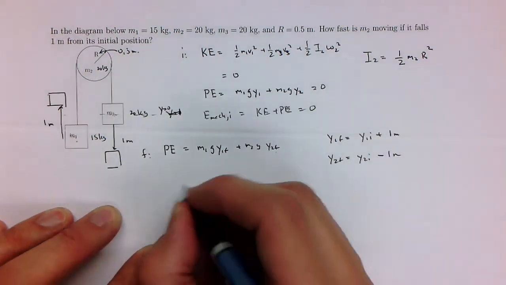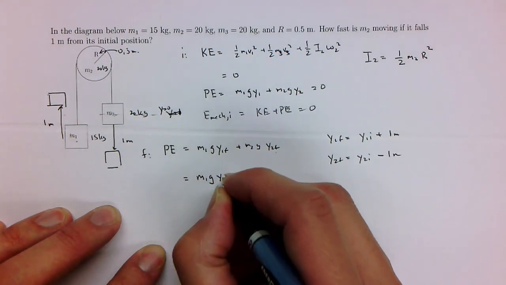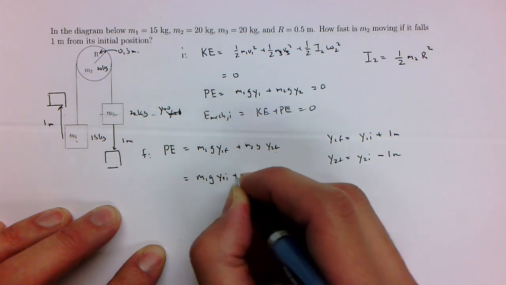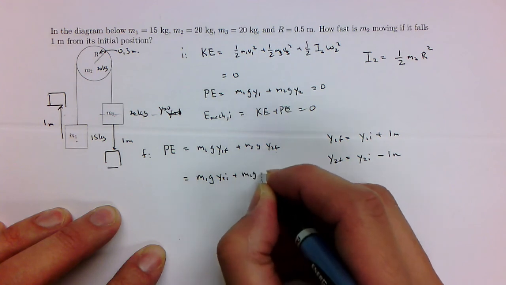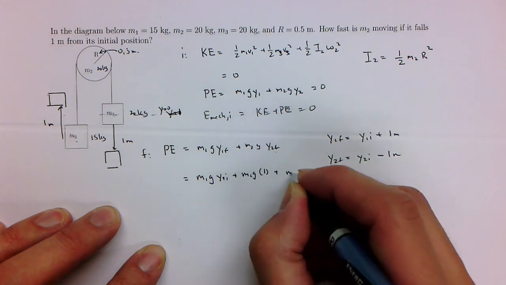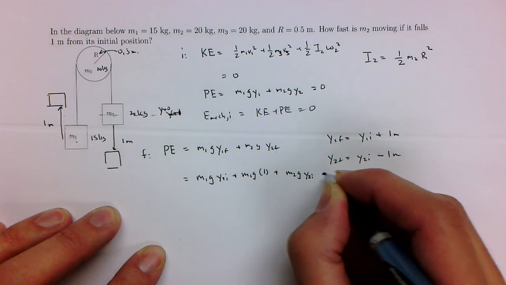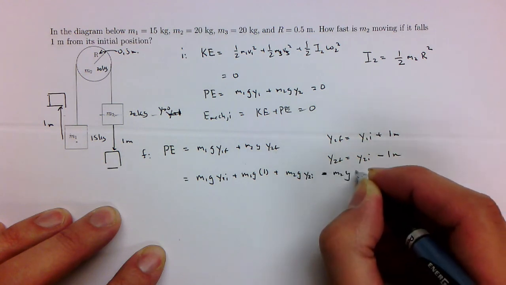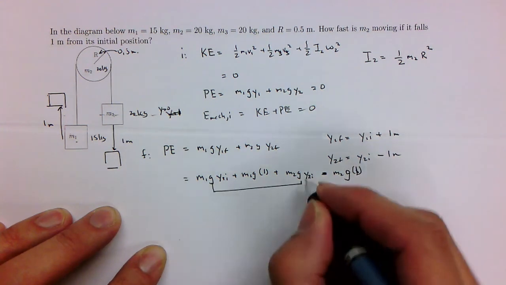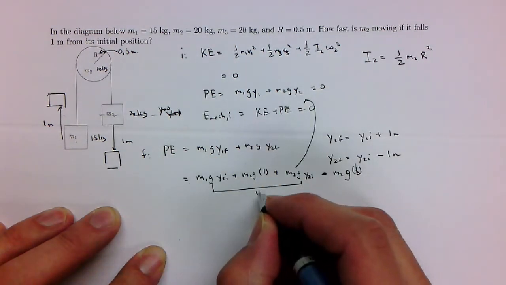So I'm going to take this and plug it in here. This will just give me m1 g y1 initial plus m1 g times 1, plugging that in for that part, plus m2 g y2 initial minus m2 g times 1. Now this is the same as that, which we've set equal to 0. So this plus this is equal to 0.